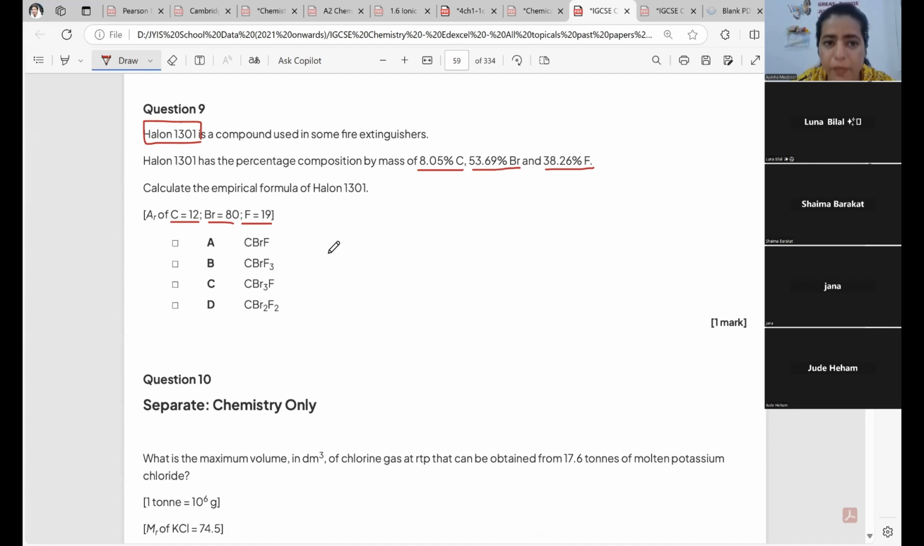So 8.05 is carbon, 53.69 is bromine, 38.26 is fluorine. Okay, let me see who is giving me the final answer quickly. A, B, C, D. Which formula is the right empirical formula?